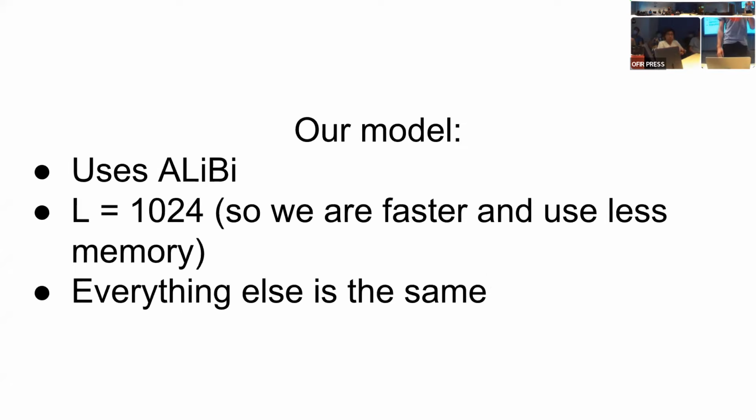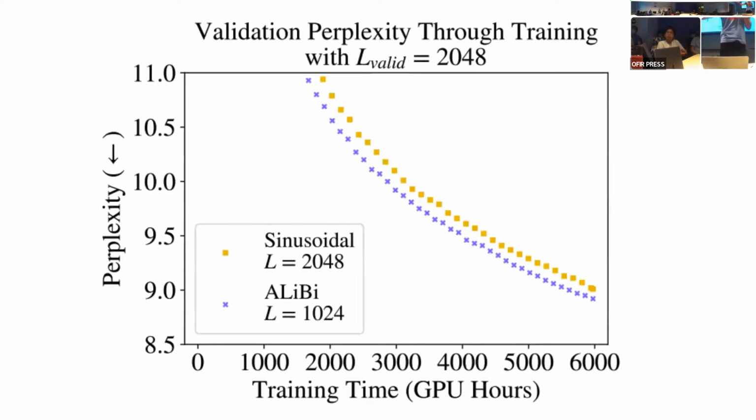And there are going to be two differences. The first one is that we're going to use ALiBi, and the second one is that we're going to train on sequences of size 1,000, right? So we train faster. Every one of our iterations is faster, and we use less memory. So this is kind of an unfair comparison. I'm giving my model much less resources than the baseline model, but we still beat the baseline model.